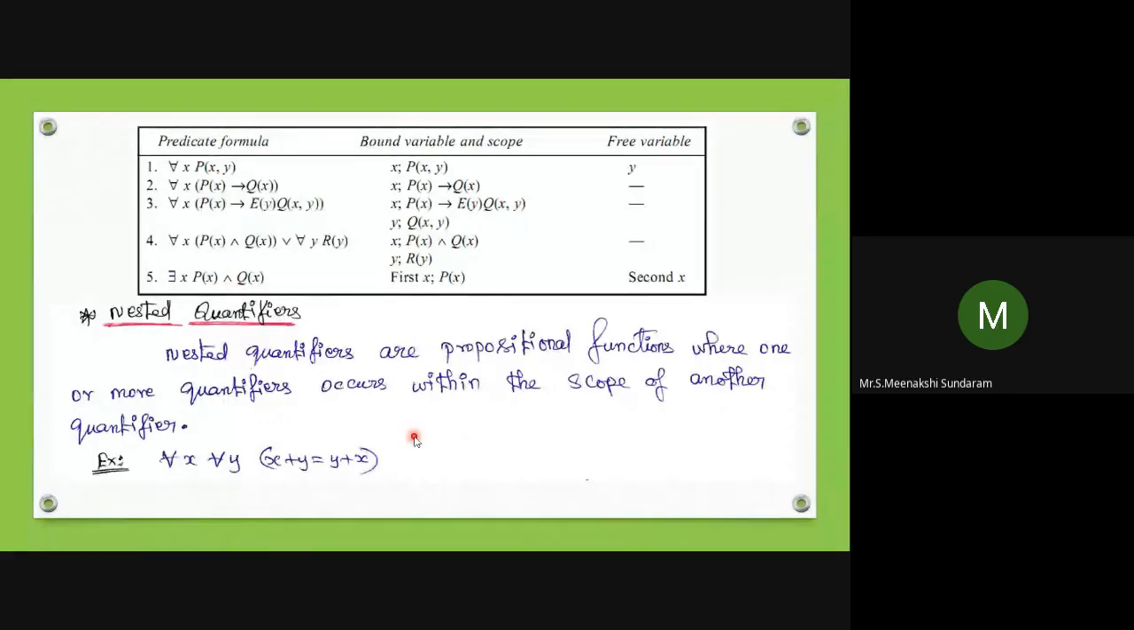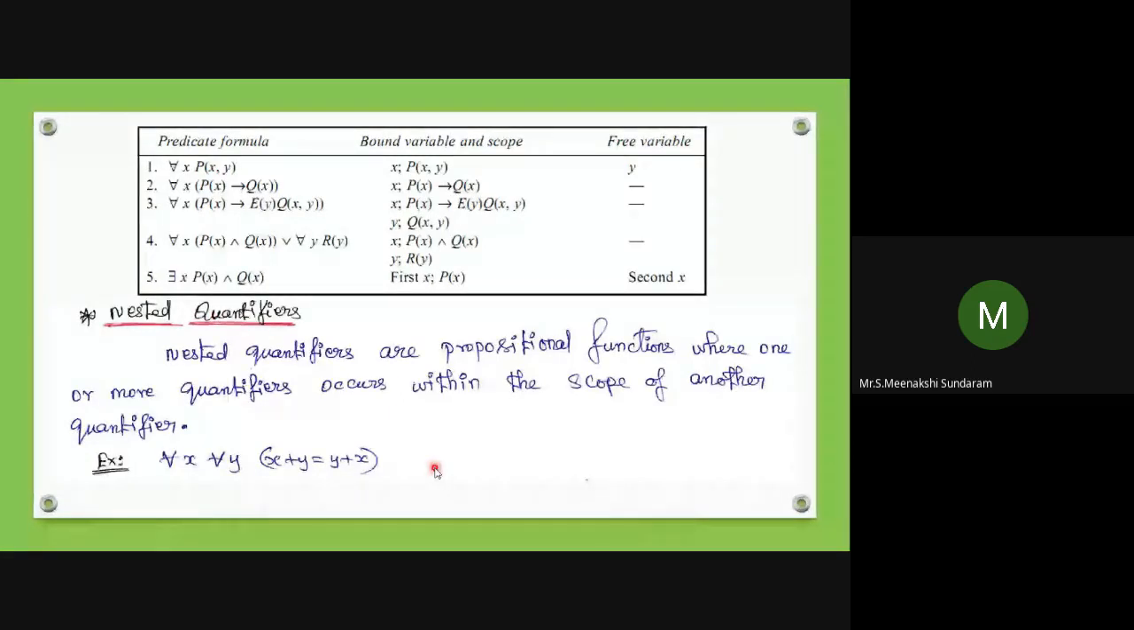The same applies to nested quantifiers. With quantifiers, you can go for two or more of them. Nested quantifiers are propositional functions where one or more quantifiers occur within the scope of another quantifier. That is, for all x, for all y, x plus y equals y plus x. There are two quantifiers that will come: for all x and for all y.